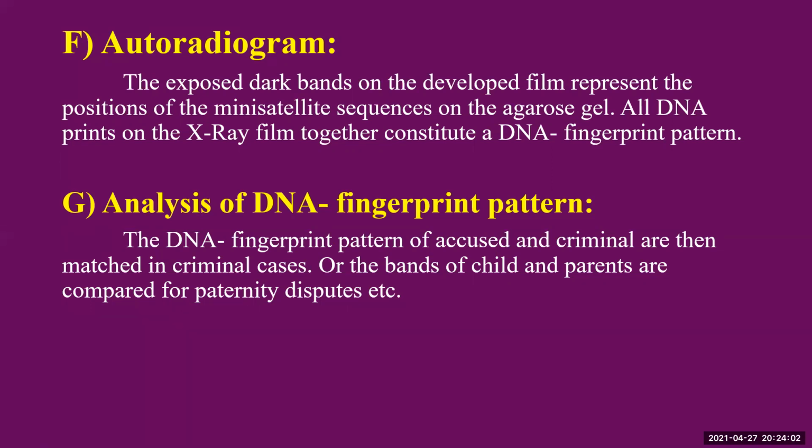Okay, once you perform, so what are the different steps? Step number 1, isolating the DNA. Step number 2, treating with restriction enzymes. Then agarose gel electrophoresis to separate the DNA fragments. Then denaturation of DNA by treating with alkali to convert double-stranded DNA into single-stranded DNA.